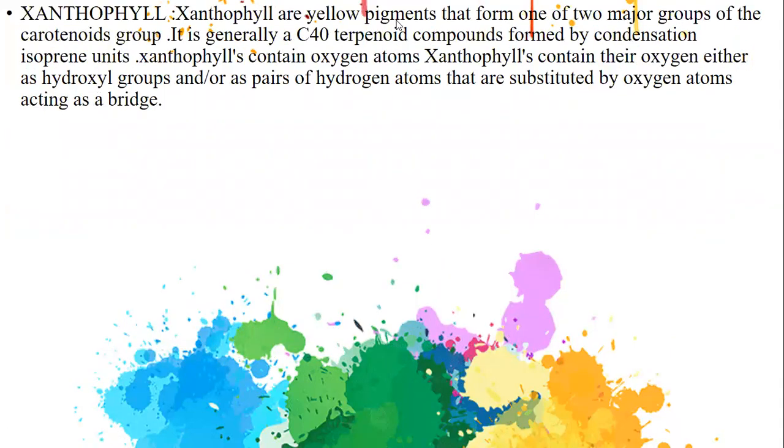Xanthophylls are yellow pigments, and these are major groups of carotenoids. They are generally C40 terpenoid pigments formed by the condensation of isoprene units. Xanthophylls contain oxygen. There are hydroxyl groups or pairs of hydroxyl atoms that are substituted by oxygen and acting as bases.